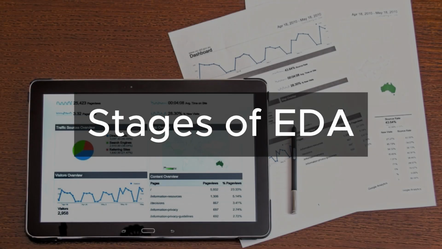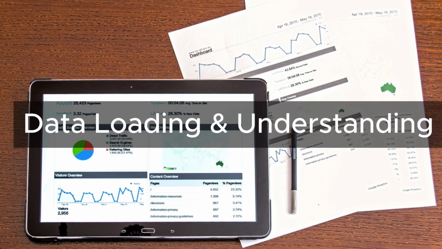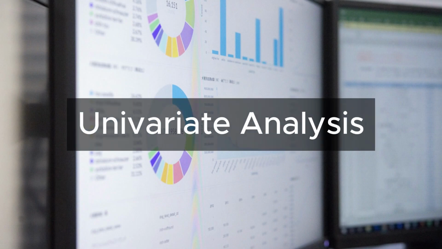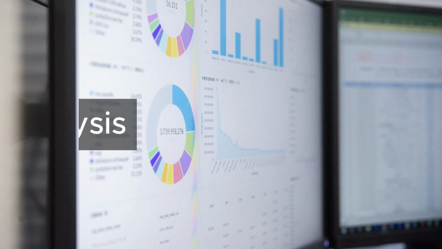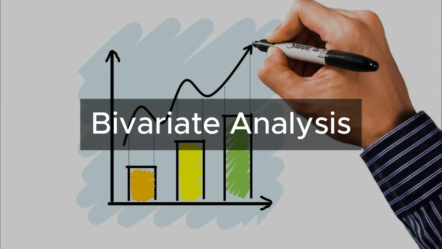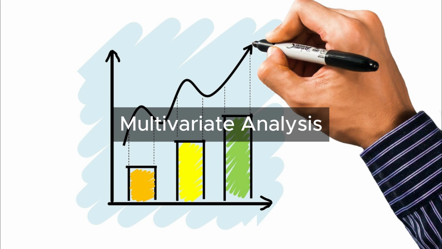We'll break down the typical stages of EDA. Data loading and understanding, getting familiar with your data and its basic characteristics. Univariate analysis, examining individual data points and their distributions. Bivariate analysis, exploring relationships between two variables. Multivariate analysis, uncovering connections and patterns among multiple variables.